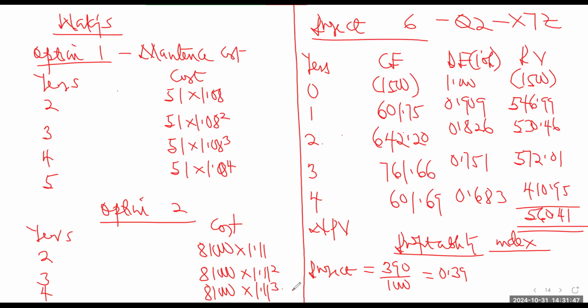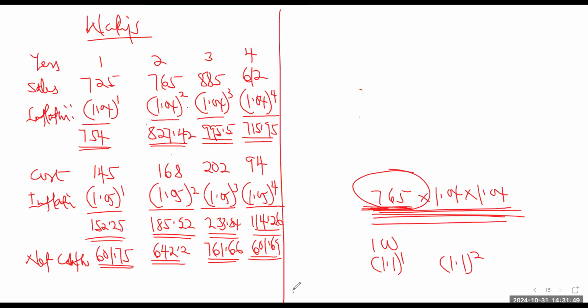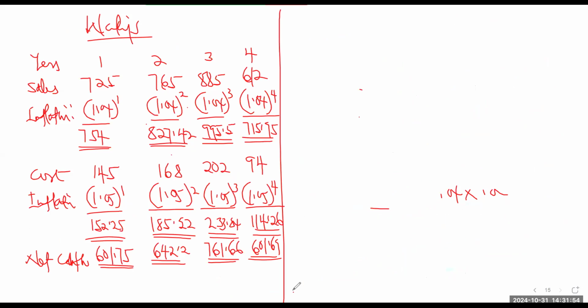So we count to our project 2. Project 2 will give us 325 on 750. 325 divided by 750. What are we getting? 0.433.